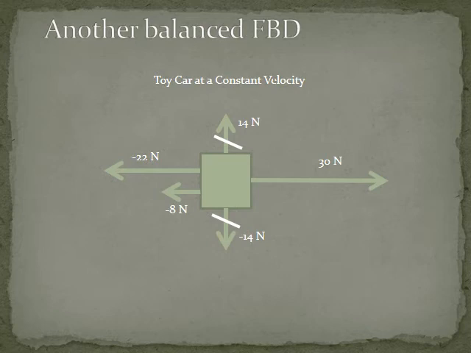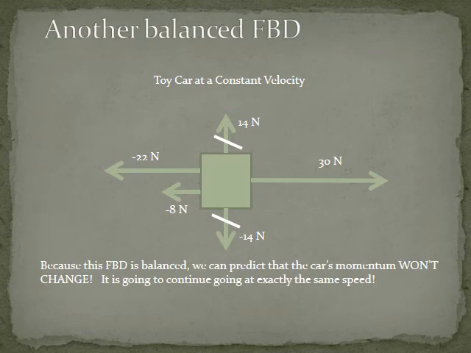Now, even though none of those forces are exactly equal to each other, they balance each other, because negative 22 plus negative 8 is equal to negative 30, which balances out the positive 30. So what we notice about this free body diagram is we've got a bunch of forces on it, but all of those forces are balanced. And because this free body diagram is balanced, that means we can predict that the car's momentum is not changing.